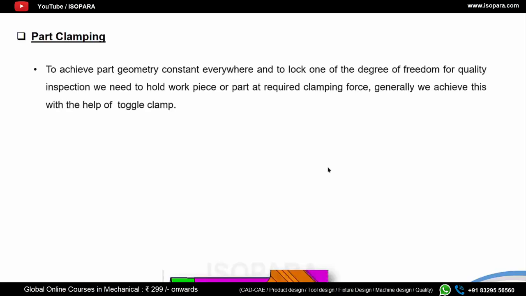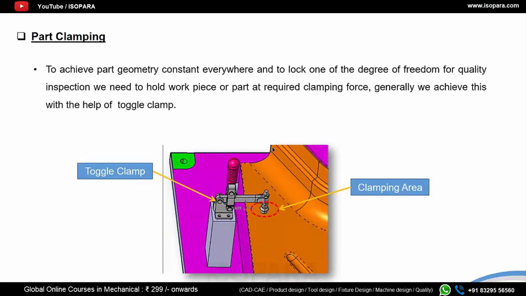Then we have the part clamping. To achieve constant part geometry everywhere and to lock one of the degrees of freedom for quality inspection, we need to hold the workpiece or part at the required clamping force. And generally we achieve this with the help of these toggle clamps. So let's say you have the fixture ready. You have maintained the gap by using those resting pads, and you have checked the clearance and also the flush with the boundary itself.